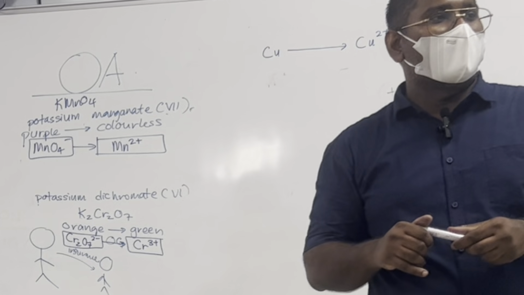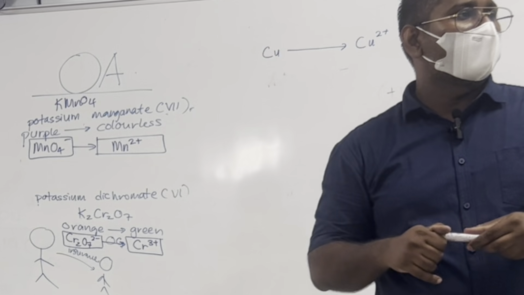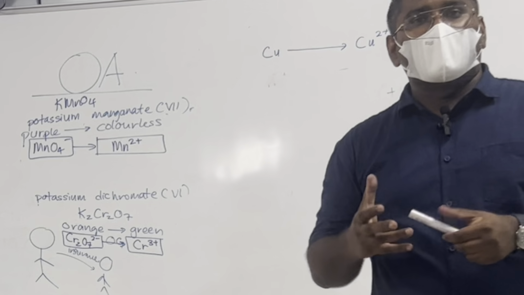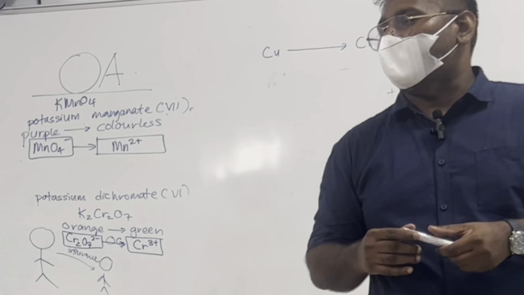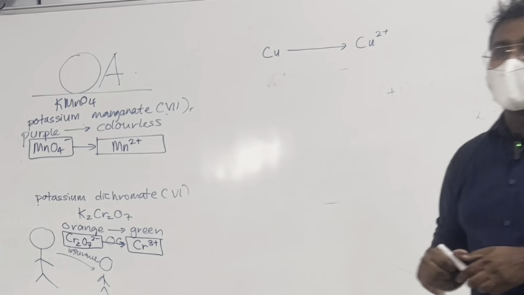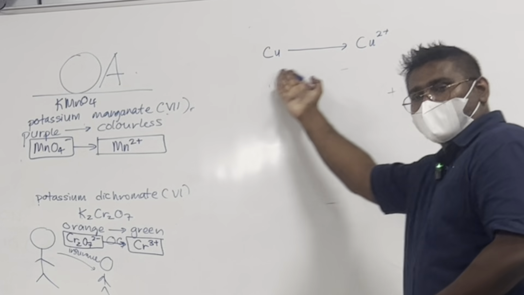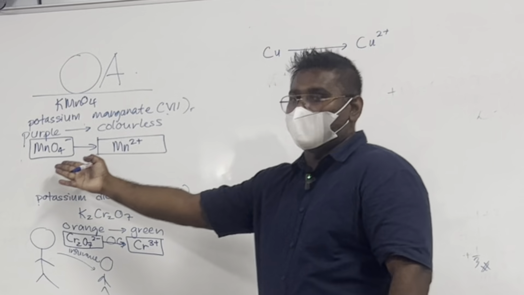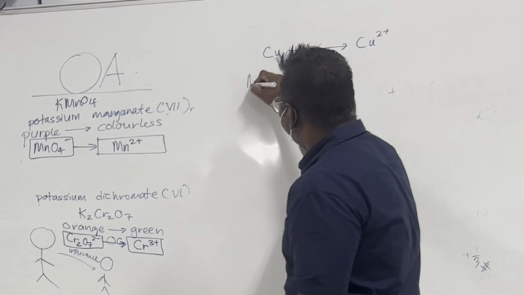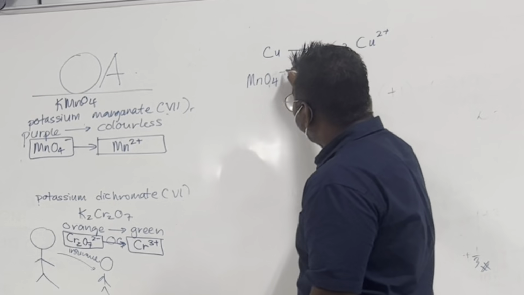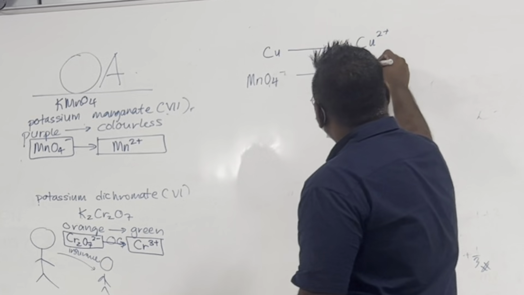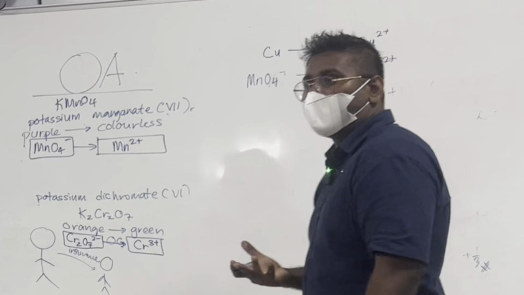Our task over here is to write the half equation. How do we write the half equation? For this, first, this is the first half reaction. The second half reaction: you write down MnO4⁻ and you put Mn2⁺. This is the first thing that you need to write.